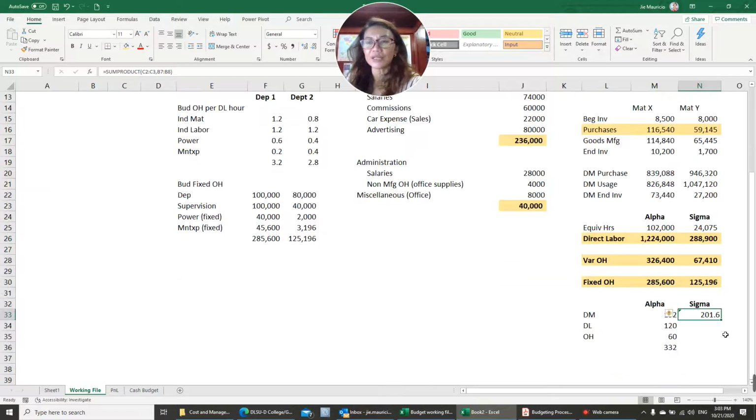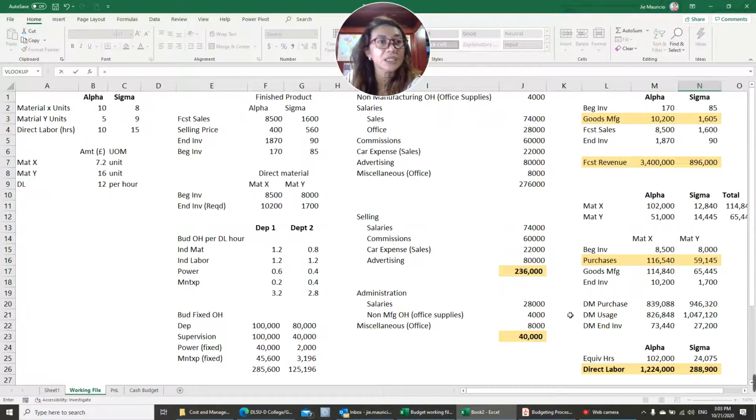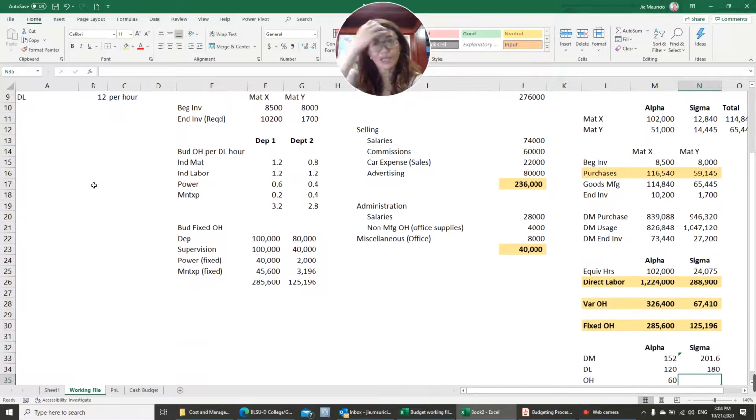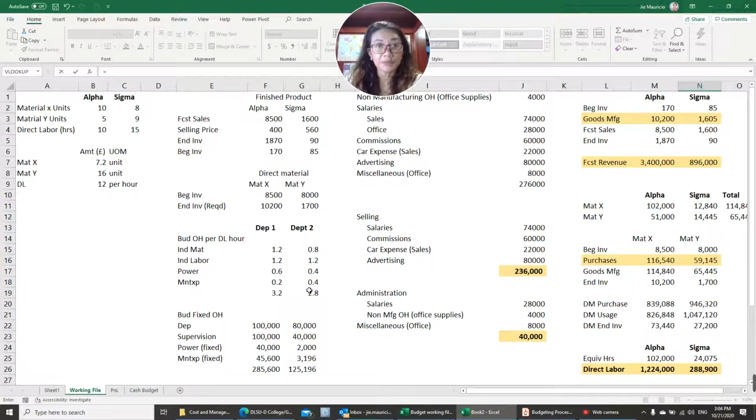Now, direct labor is 15 hours times the direct labor rate per hour. And then overhead is Department 2. We know that Department 2 produces sigma. So 2.8 times the direct labor hours, because this is related to direct labor hours, plus the fixed overhead divided by the number of goods manufactured.